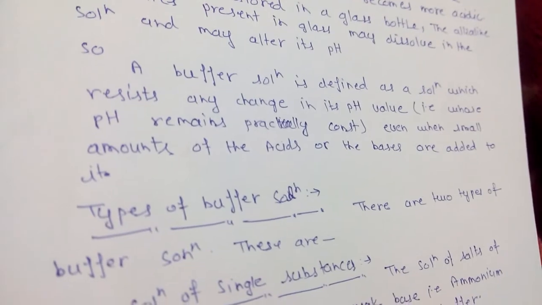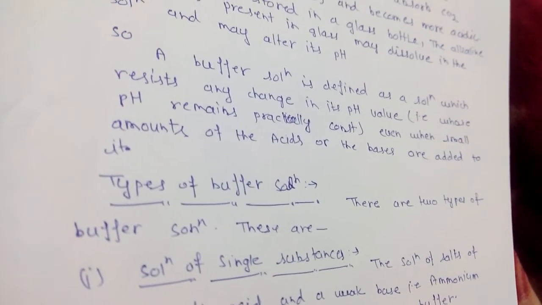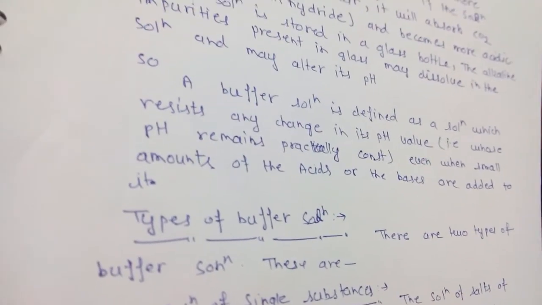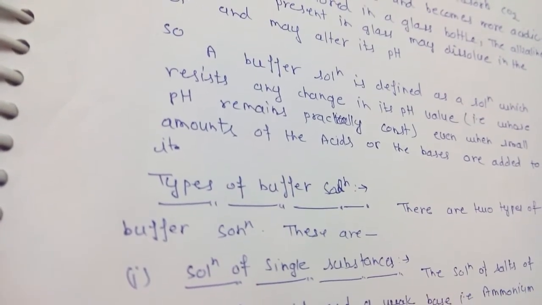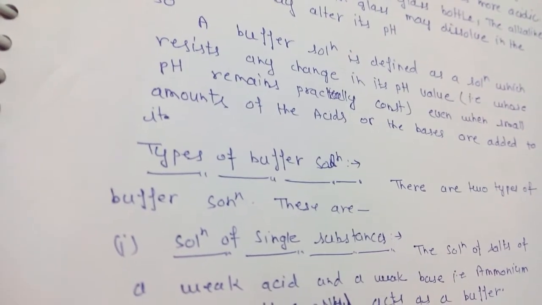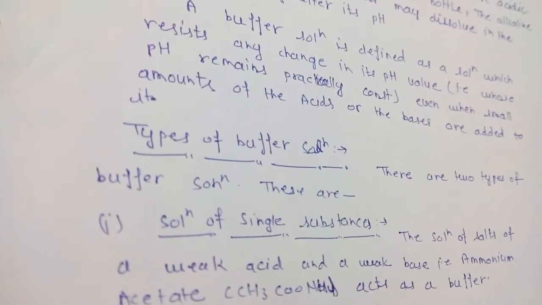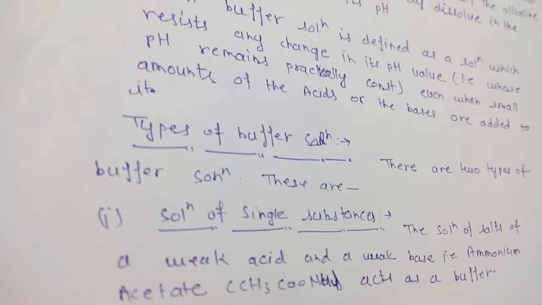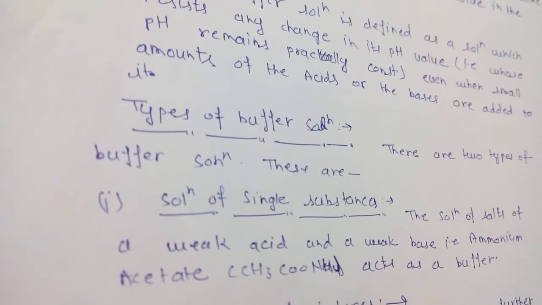Types of buffer solution. There are two types of buffer solution. These are: first, solution of single substances. The solution of salt of a weak acid and a weak base, that is ammonium acetate, CH3COONH4, acts as a buffer.